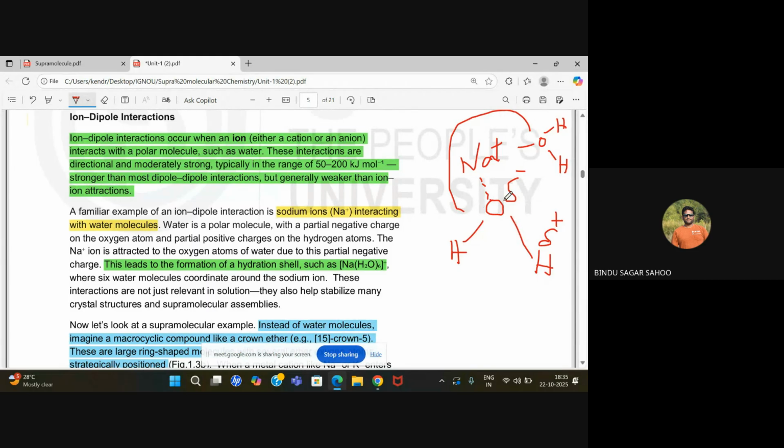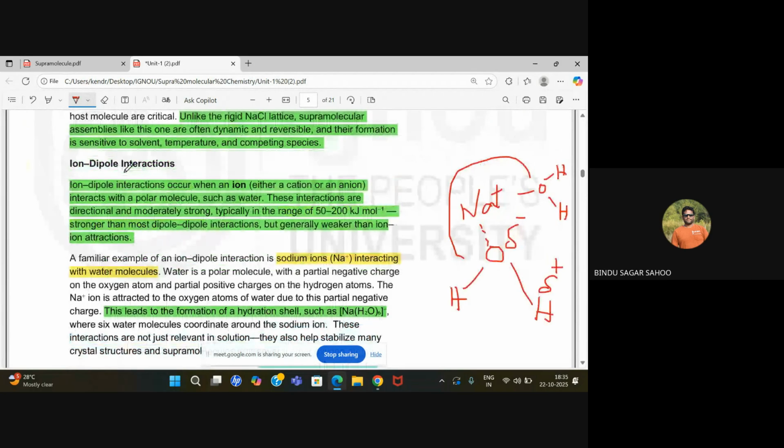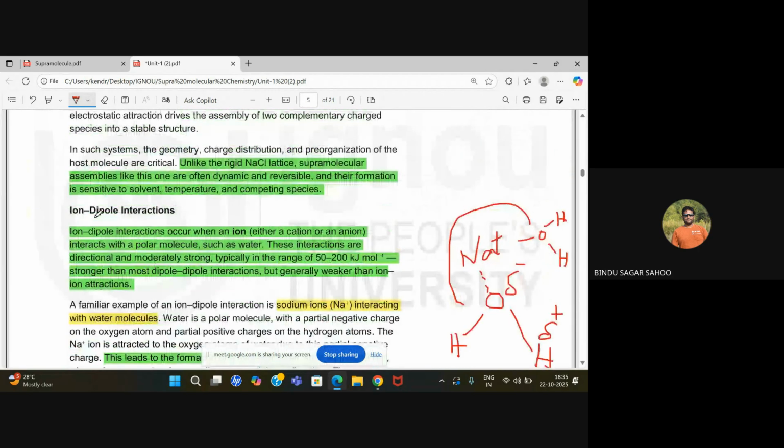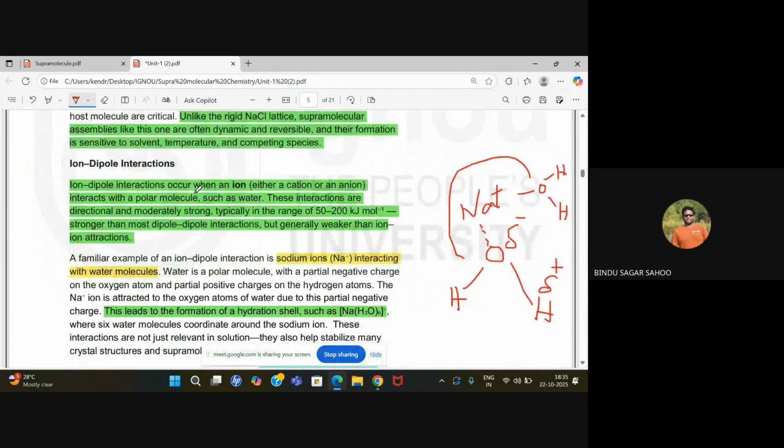And this dipole's negative end will be attracted towards the positive center. When these types of interaction occur, I can say these are ion dipole interactions. Ion dipole interactions occur when an ion, either a cation or an anion, interacts with a polar molecule. Here the polar molecule is the solvent water, and these interactions are directional in nature.